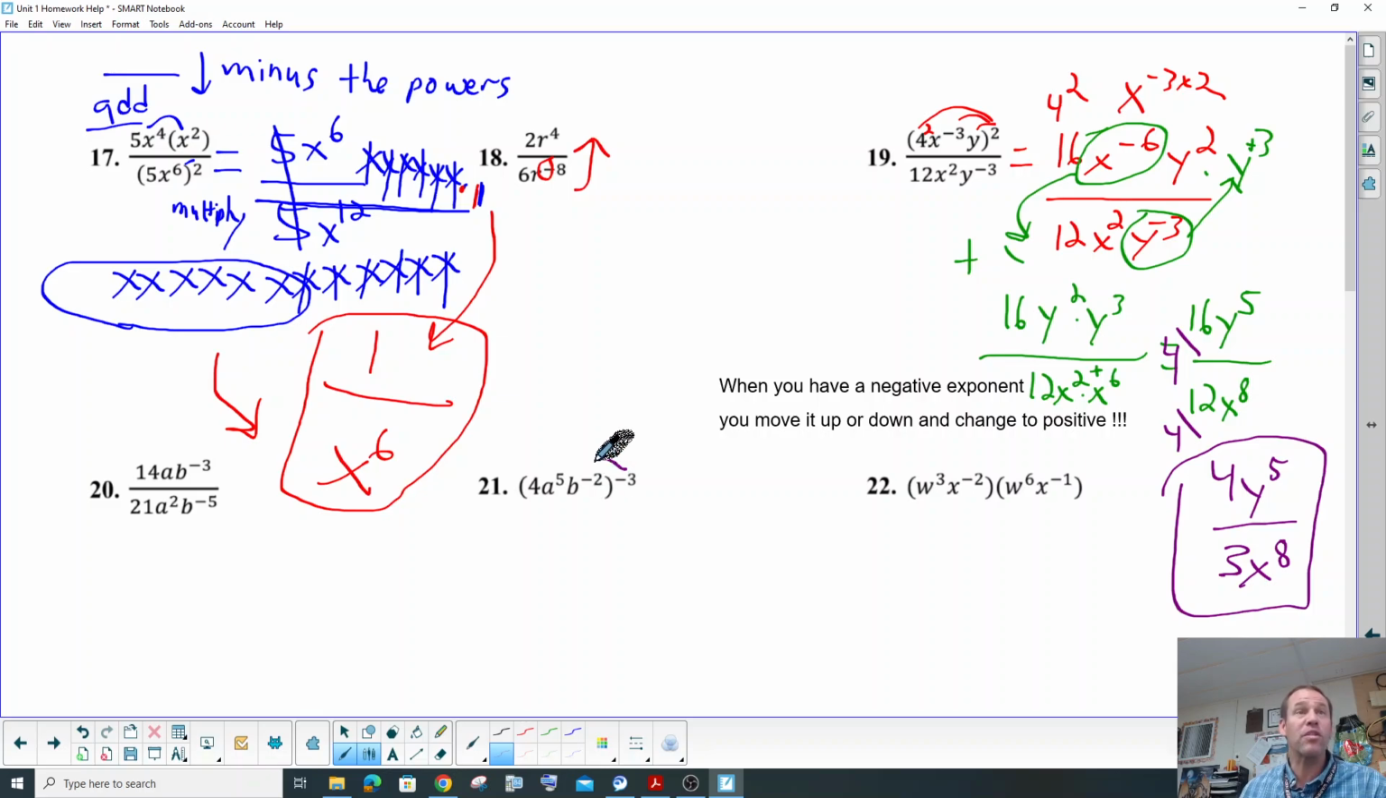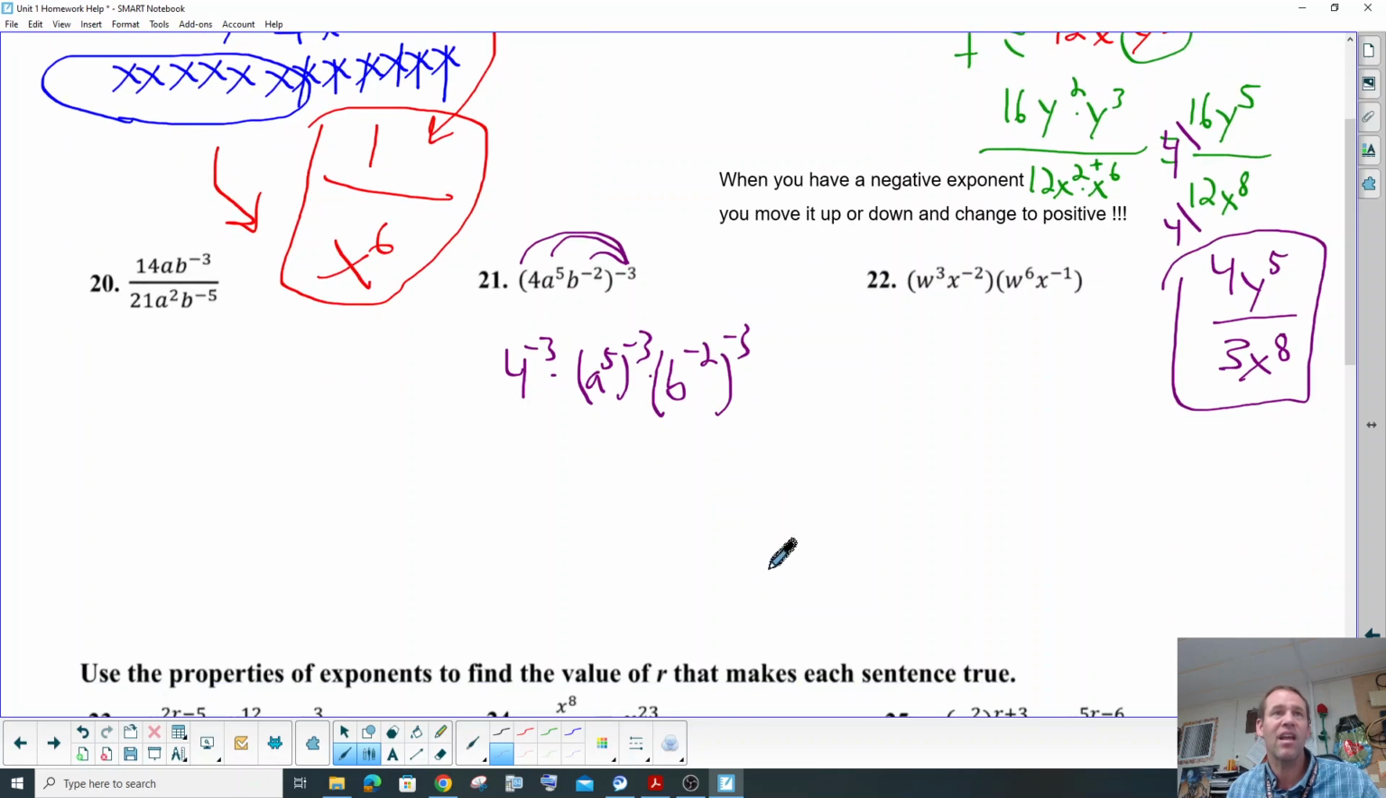21, you're going to distribute the powers. Right, and then try 22. So you end up doing 4 to the -3rd power. You end up doing a to the 5th power, but then that's going to be raised to the -3 power. We're just distributing that -3. And then b to the -2 is also going to be raised to the -3rd power. Good. And so we end up with 4 to the 3rd power to the -3rd power.